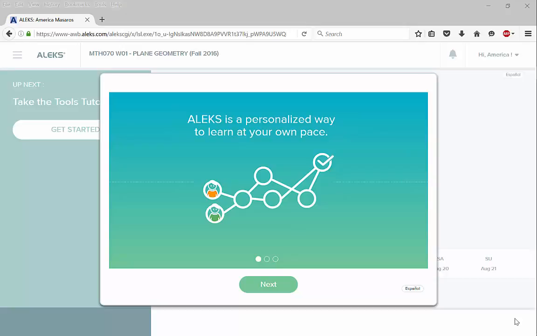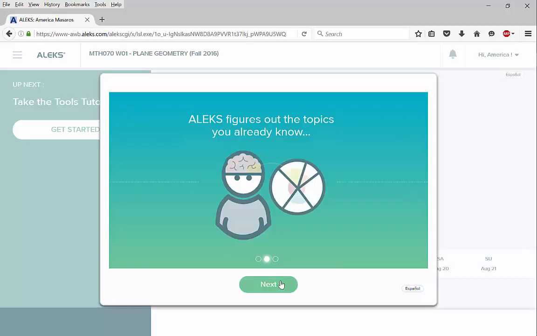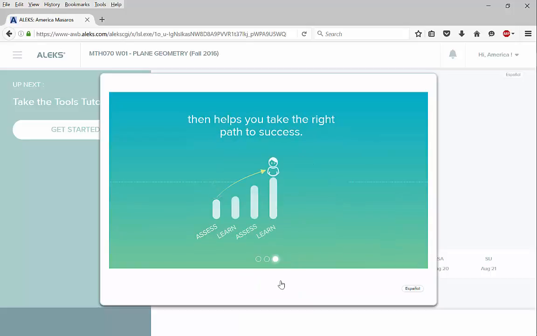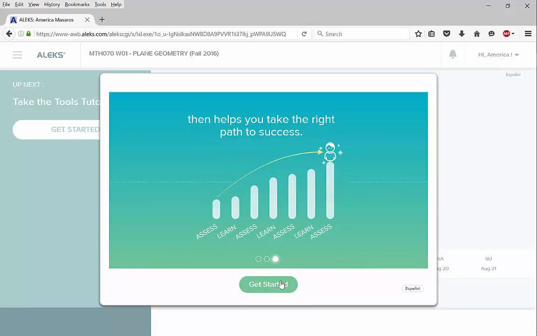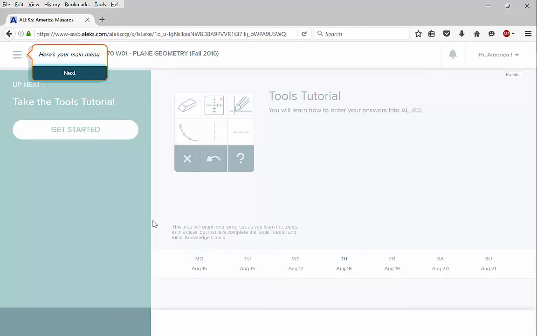Okay, so I've just finished setting up my ALEKS student account, and I want to take my initial assessment. As you can see, ALEKS is starting out with just an introduction to the software. So this is telling me that it's going to give me an assessment to find out what I already know, so that it can teach me just exactly those things that I don't know yet. So I'm going to get started.